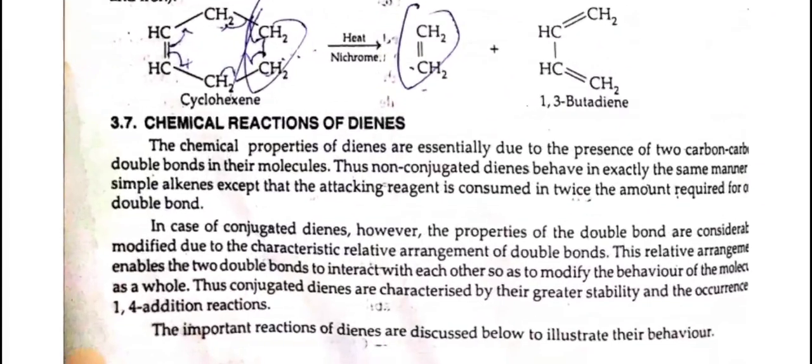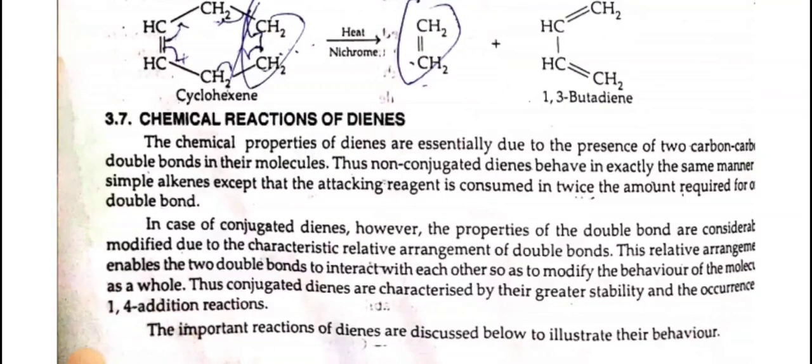3.7 Chemical reactions of dienes. The chemical properties of dienes are essentially due to the presence of two carbon-carbon double bonds in their molecules. Thus, non-conjugated dienes behave in exactly the same manner as simple alkenes, except that the attacking reagent is consumed in twice the amount required for a double bond. In the case of conjugated dienes, however, the properties of the double bonds are considerably modified due to the characteristic relative arrangement of the double bonds. This relative arrangement enables the two double bonds to interact with each other so as to modify the behavior of the molecules as a whole.